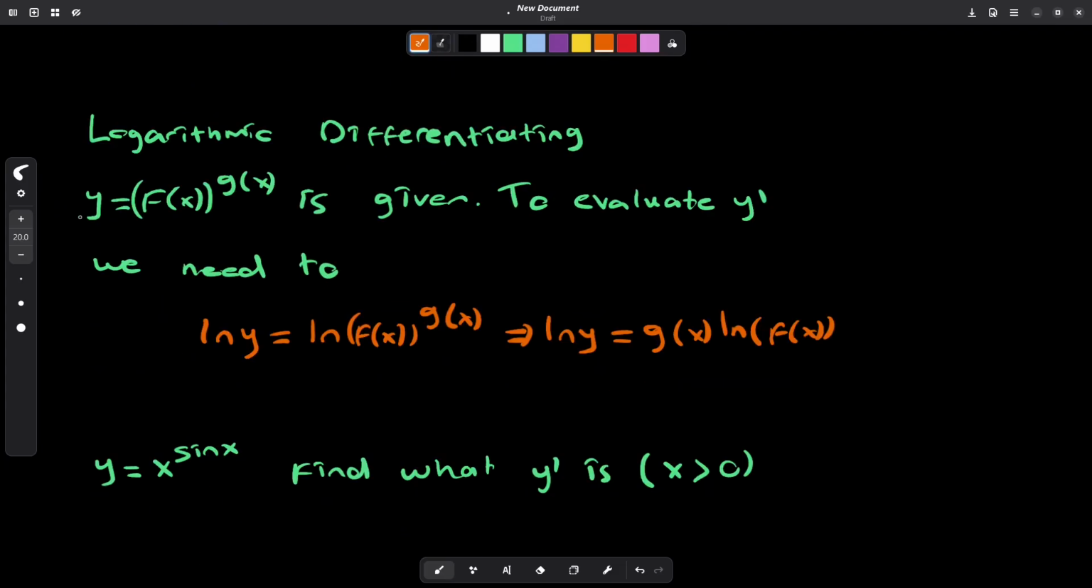Logarithmic differentiation. We want to differentiate y is equal to f of x to the power of g of x. To evaluate this, we need to add ln to both sides. And again, from the properties of ln, you can write this as g of x multiplied with ln f of x is equal to ln y. When you differentiate with respect to x, you will see ln y's derivative is y derivative over y. You will send the y to the other side, multiplying both sides with it, and you will get the derivative.